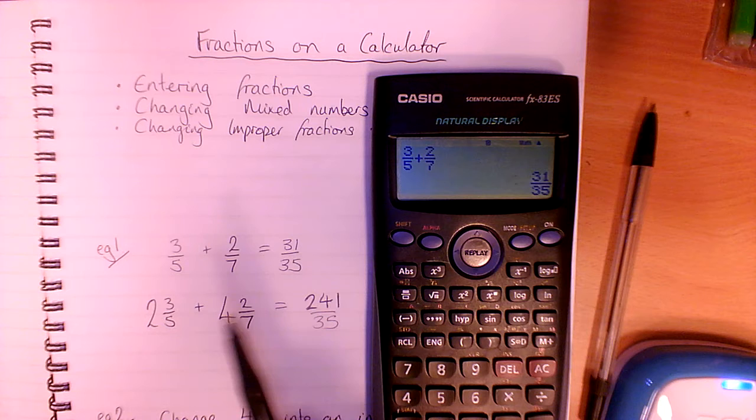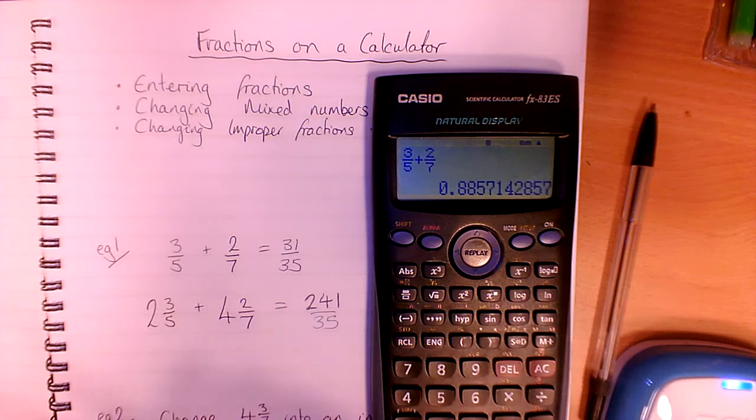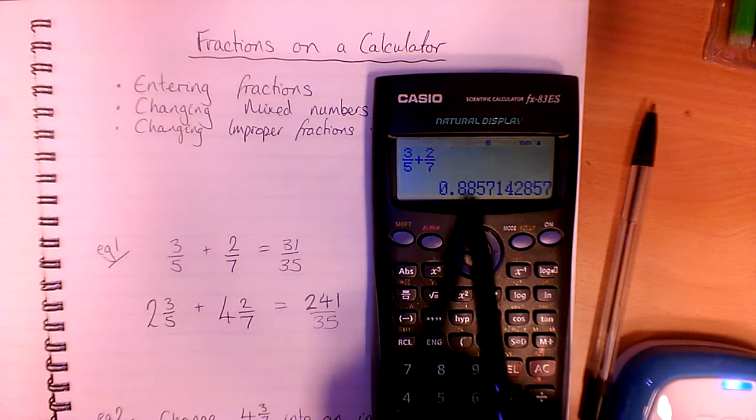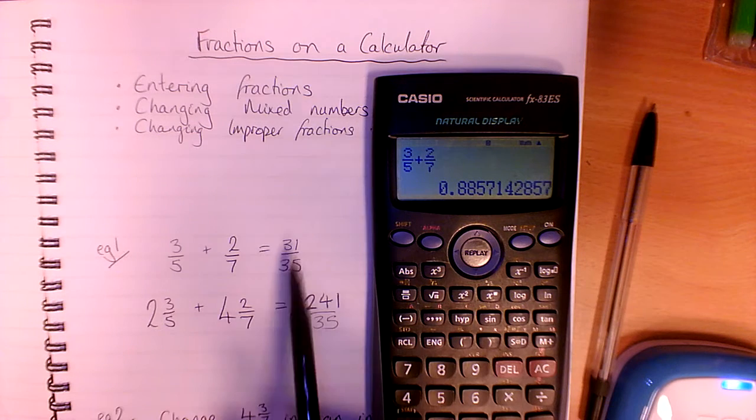Remember though, if we want to change that into a decimal, we press the SD button as I showed in a previous video, and my answer would then also be 0.8857142857. This would be absolutely perfect.